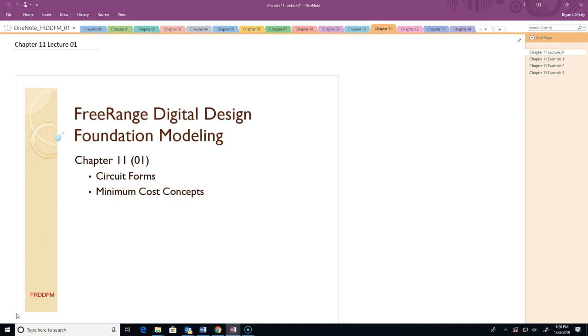So two main concepts in this chapter are working with different circuit forms, and very closely related to that is the notion of minimum cost concepts. The big picture is that in digital design we can represent Boolean functions in many different ways, pretty much an infinite number of ways. So there's an issue of, well, let's represent it in the best way. There are some standard circuit forms out there that we'll go over, and the best way often is the way that I can do most cheaply, which is essentially a minimum cost issue.